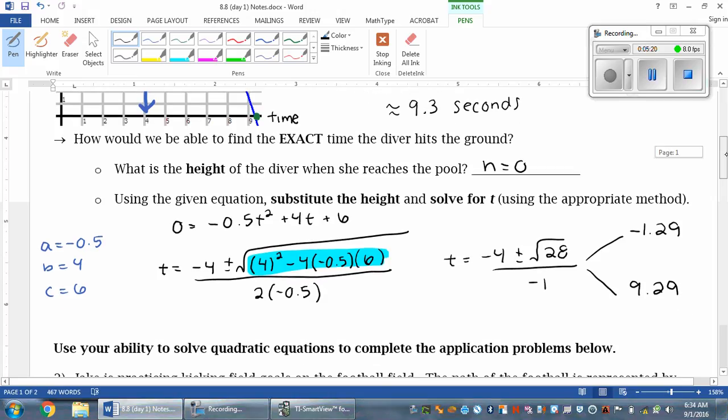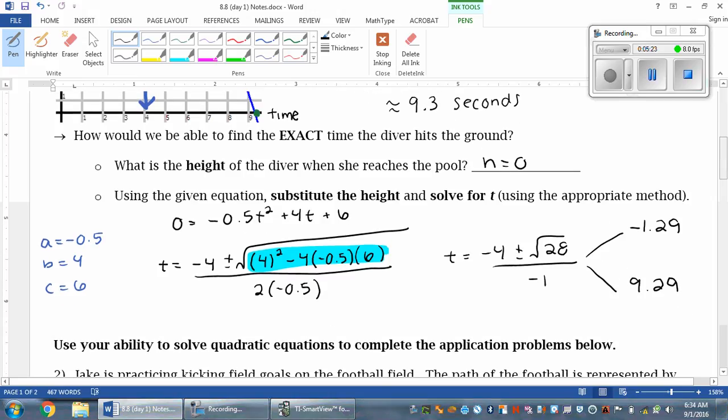So now, which value do we choose? She doesn't hit the pool more than once. We're going to choose 9.29 seconds, because time can never be negative. So we actually don't use the second option.